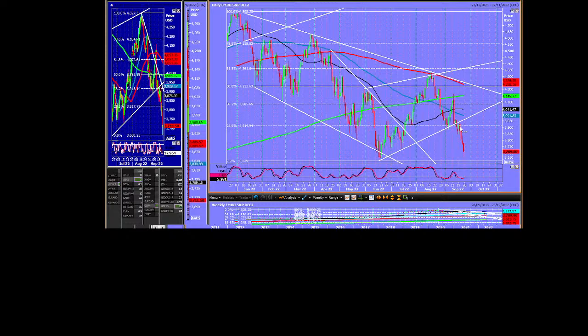My throat's going to give up in about 25 minutes, so that's about as long as I'm going to last. That'll be 2 hours. Got the retest, down we went.